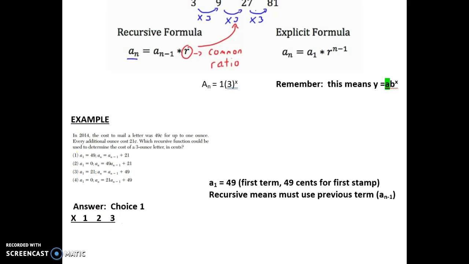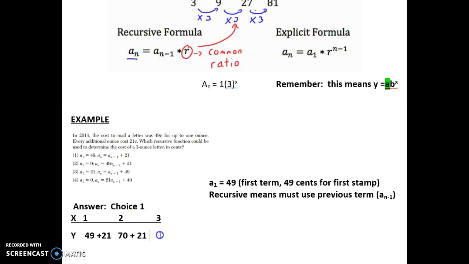When we do that, our y value for 1 ounce is 49 cents. For 2 ounces, it's another 21 cents, so it's going to be plus 21, or in this case, 70 cents. So for 3, it's going to be the 70 cents plus another 21 cents for that extra ounce.